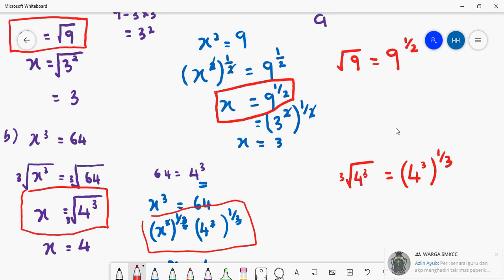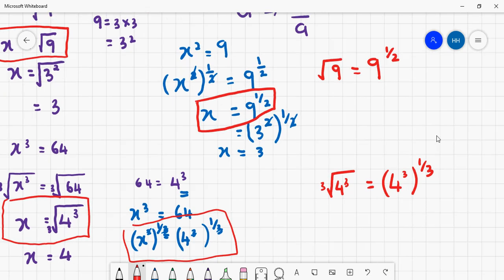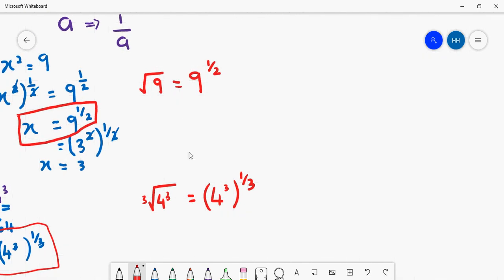So the conclusion here, when you compare this, you can see that when this is square root, the number becomes to the power of 1 over 2. When it is cube root, the number becomes power 1 over 3.